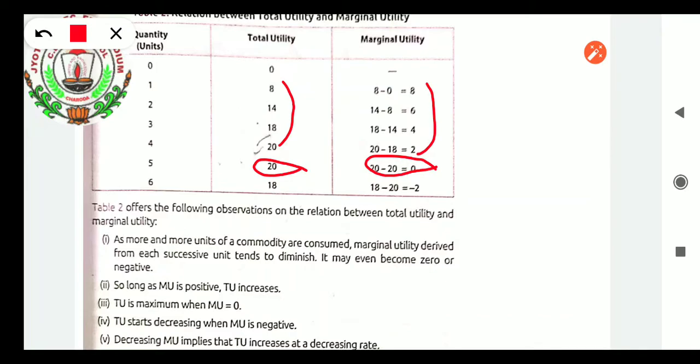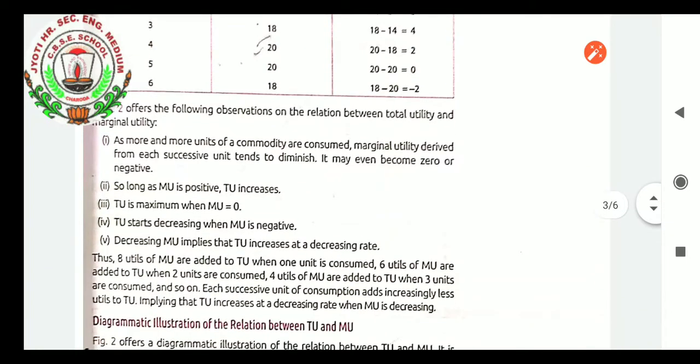When MU becomes negative, that time we will see TU start declining. See here, 20 is becoming 18. So what we are seeing, students, is a relationship. Once again I will tell: as more and more units of a commodity are consumed, marginal utility derived from each successive unit tends to diminish. It may even become zero.